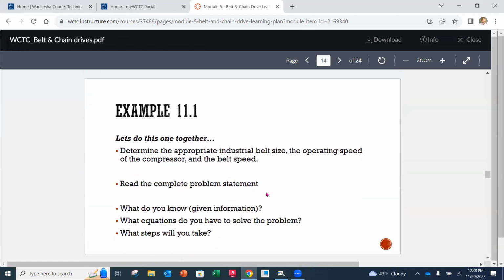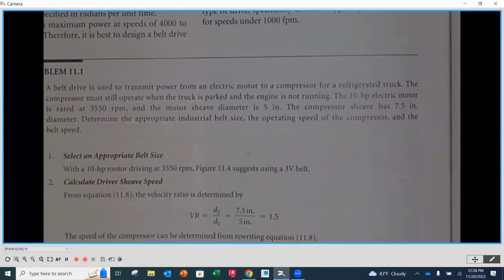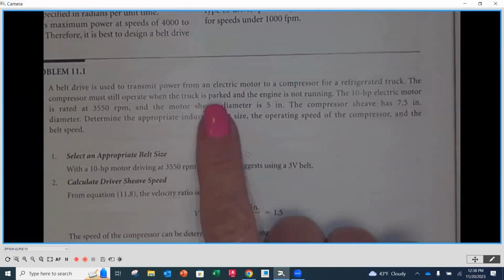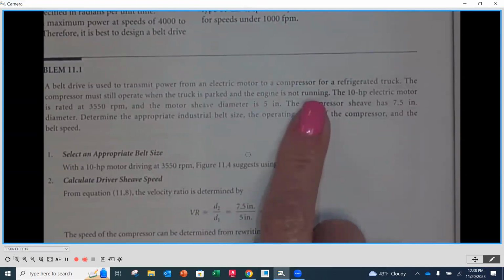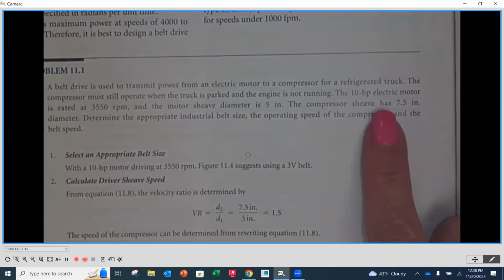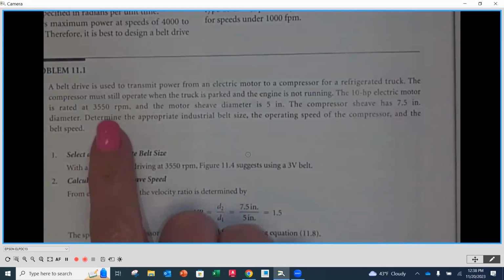So let's look at our first example to put to work some of these concepts and equations. Let's take a peek at page 306, and we're going to see the complete problem statement. It says we have a belt drive used to transmit power from an electric motor to a compressor for a refrigerated truck. The compressor must still operate when the truck is parked and the engine is not running. The 10 horsepower electric motor is rated at 3550 RPMs. So that's what's coming right off the motor.